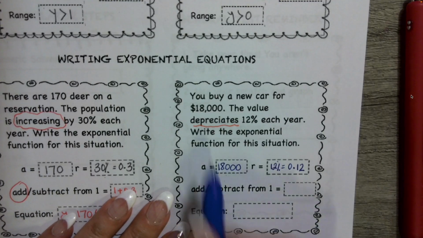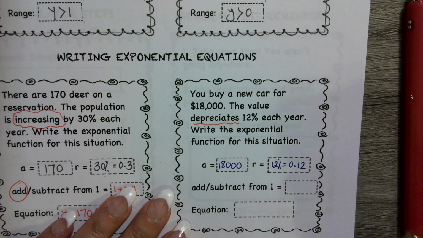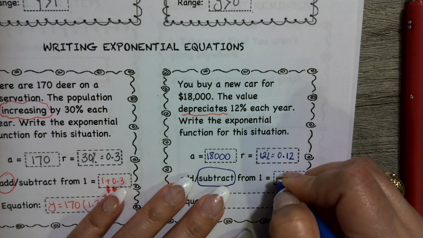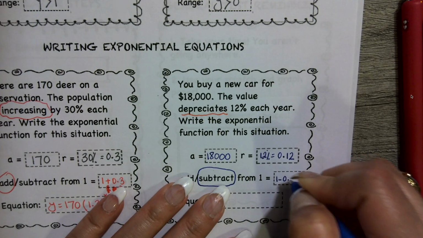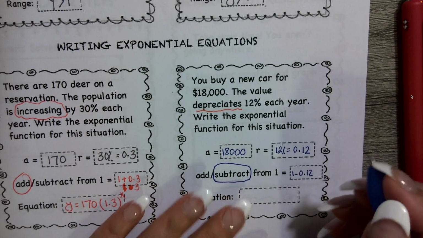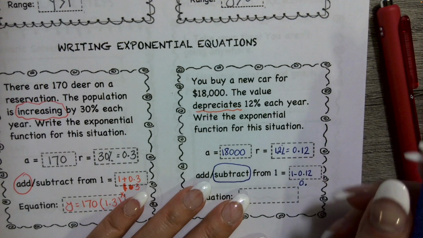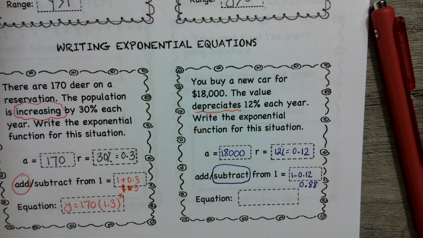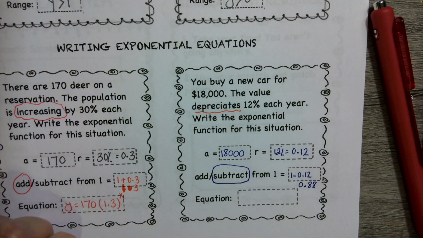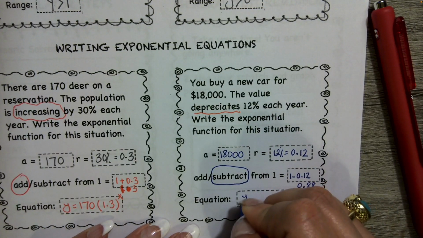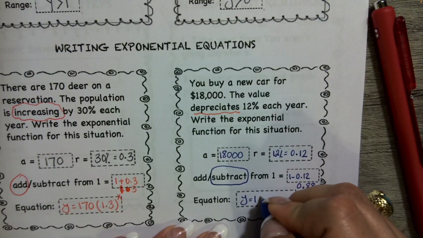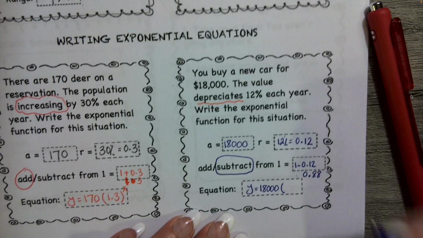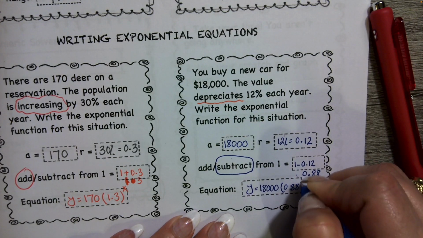Is it add or subtract? Because it says decreasing or depreciate, we subtract it from 1. So it would be 1 minus 0.12, which is 0.88. Am I right? If I'm wrong, just correct me later. I'm sure it's right. Okay. So the equation would be y equals the initial number, which is 18,000, parenthesis, 0.88 to the power of x.